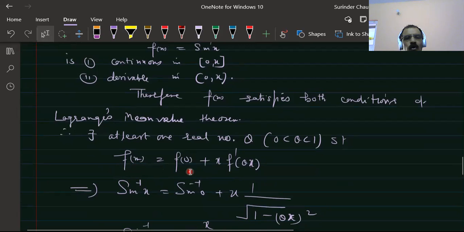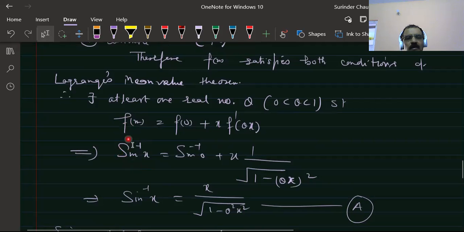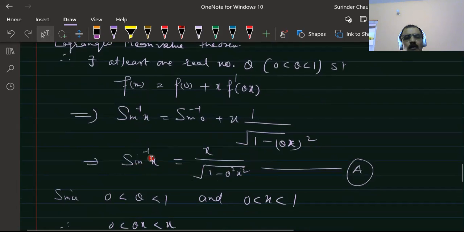such that f(x) is equal to f(0) plus x into f dash of theta x. In the other form, f(a plus h) is equal to f(a) plus h into f dash of a plus theta h. Using this, f(0) will be 0. Now substituting the values, f(0) and f dash, we get sin inverse x is equal to 0 plus x upon root of 1 minus theta square x square.